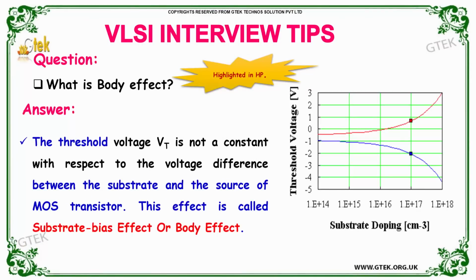We'll move on to the next question. What is body effect? The answer is, the threshold voltage Vt is not a constant with respect to the voltage difference between the substrate and the source of the MOS transistor. This effect is called the substrate bias effect, or else we can say it as body effect.